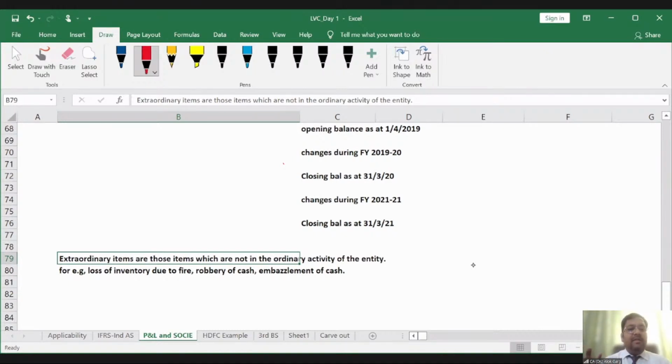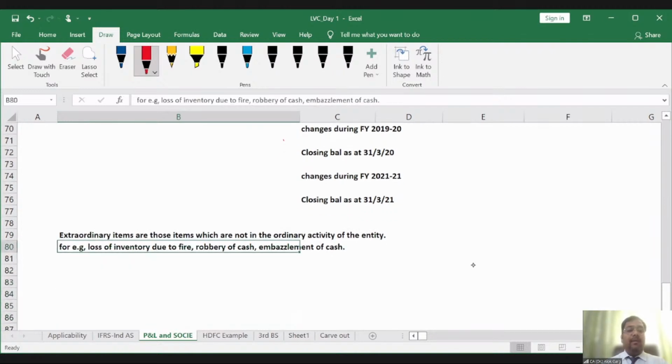You cannot say that loss of inventory due to fire is an ordinary course of business, that yes, this keeps happening. It is not ordinary. So extraordinary items are those items which are not in the ordinary activity of the entity.